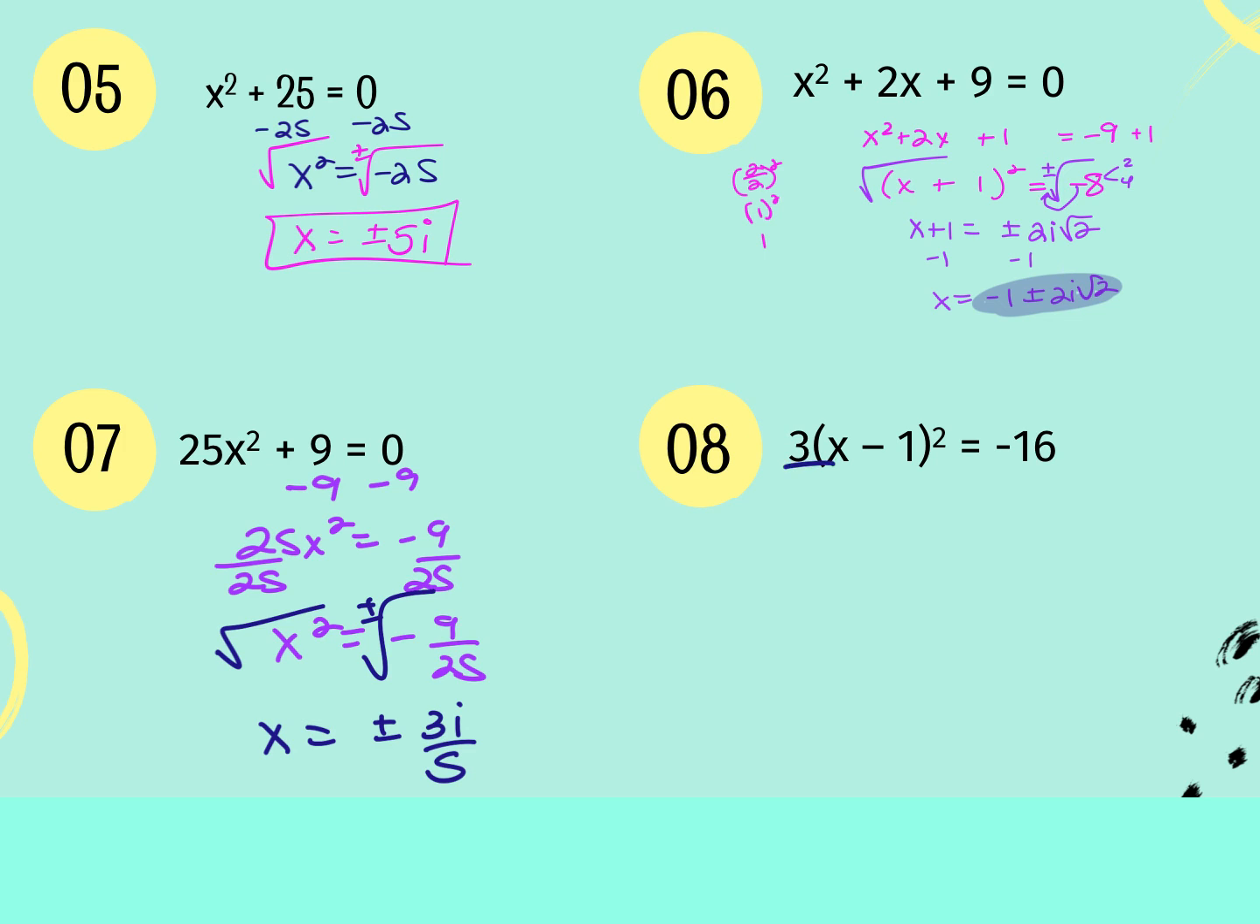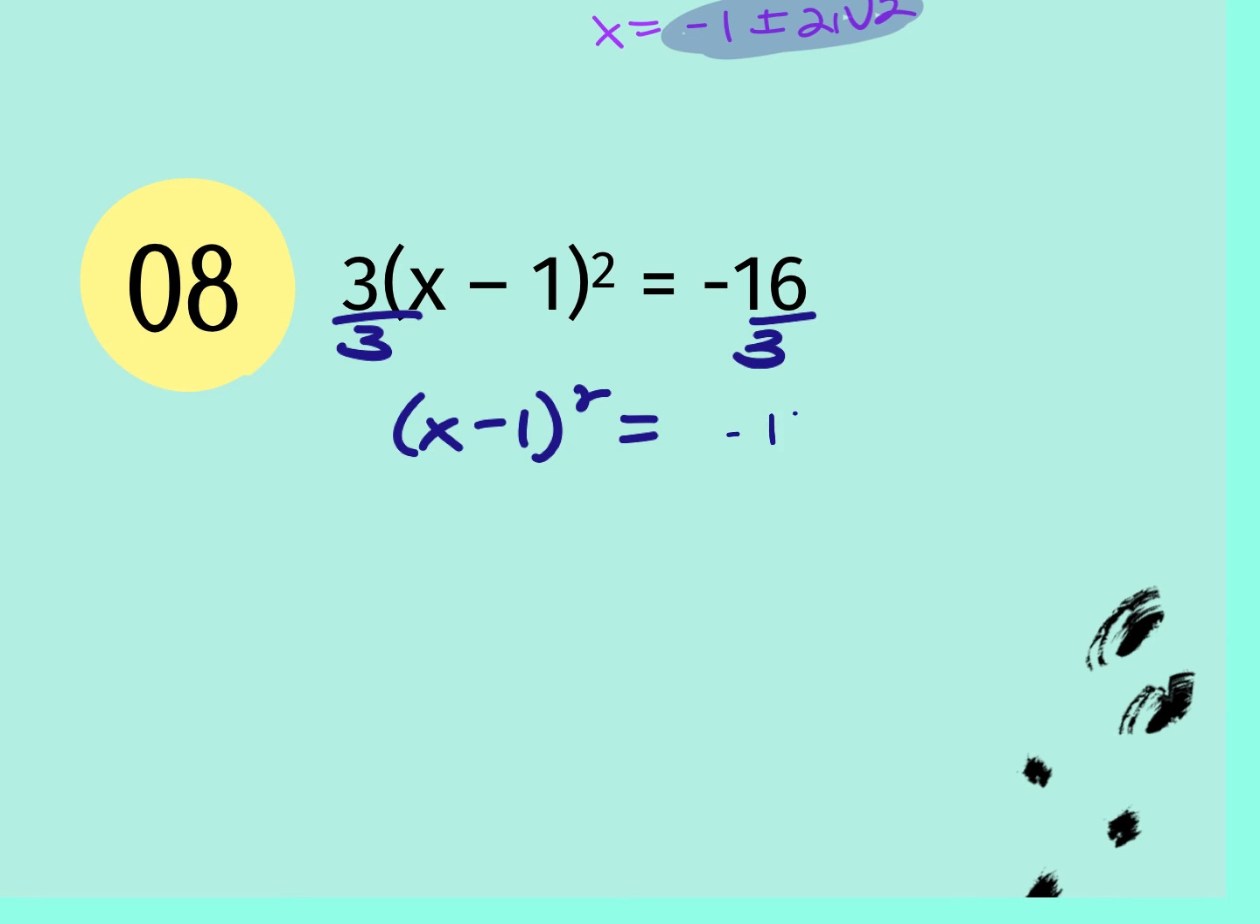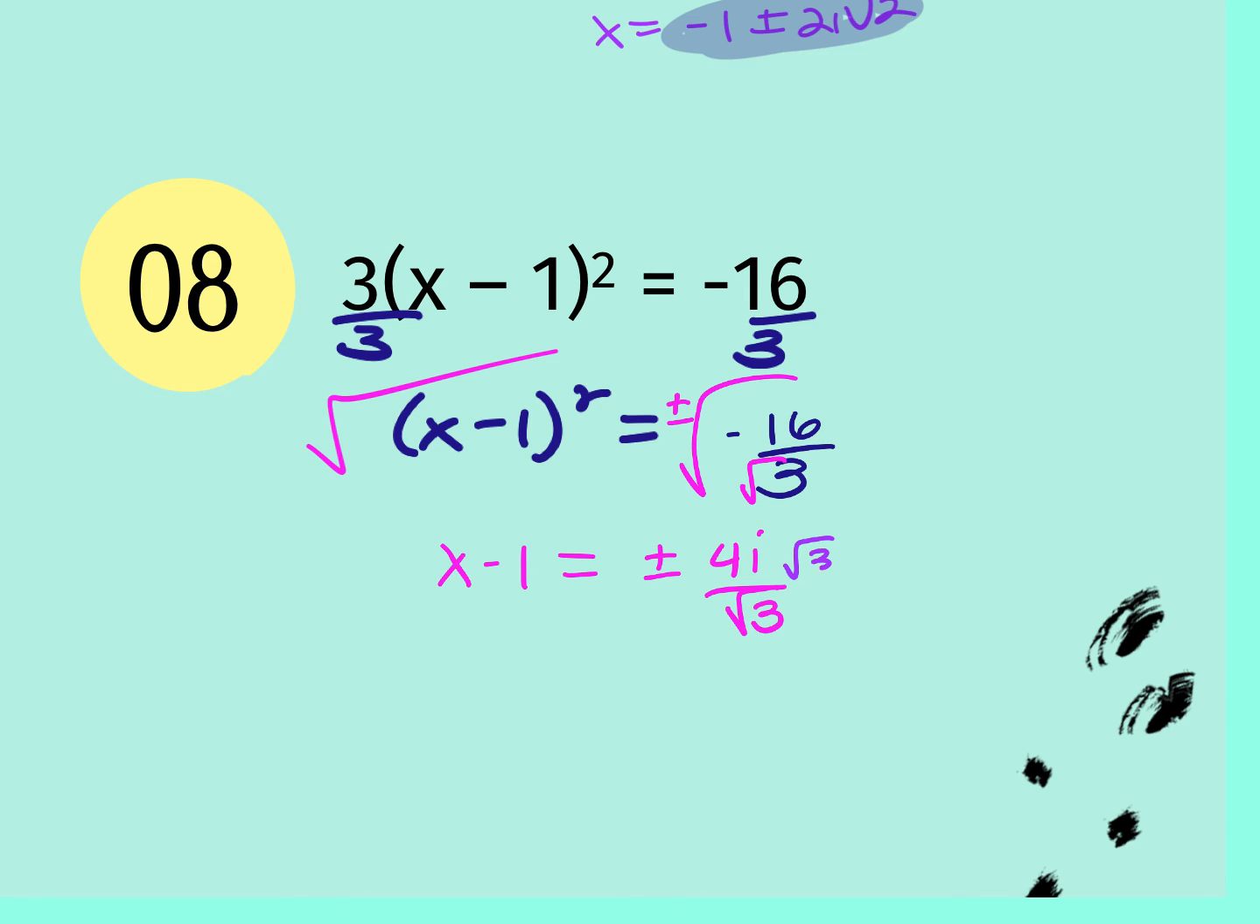All right, number 8, divide by 3. Not plus or minus yet. Negative 16 over 3. Then square root, plus and minus. x minus 1 equals plus and minus the square root of negative 16, which is 4i. But the square root is also in the denominator, so it would stay as square root over square root 3. Can you leave it like that? No, you got to rationalize it. So both the top and the bottom get the square root of 3. I could also add this 1. So I'd get x equals 1 plus and minus 4i root 3 over 3.